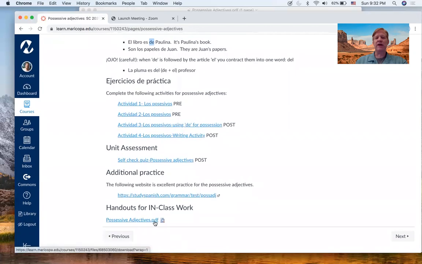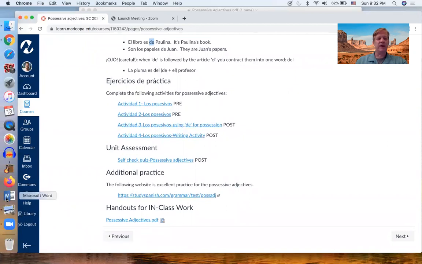Let's take a look at our handout for today. I don't think there are any exercises there.